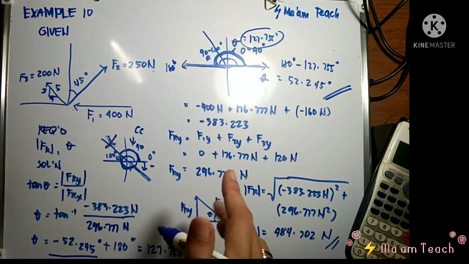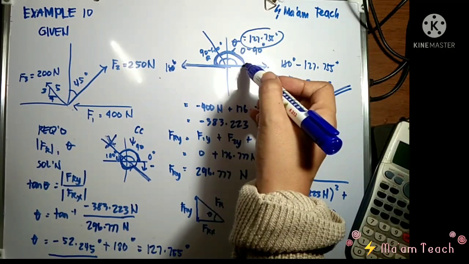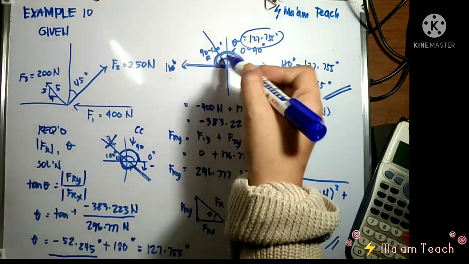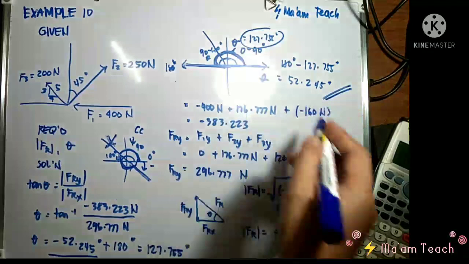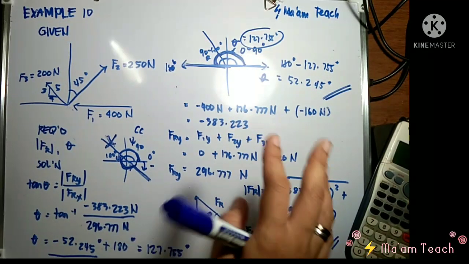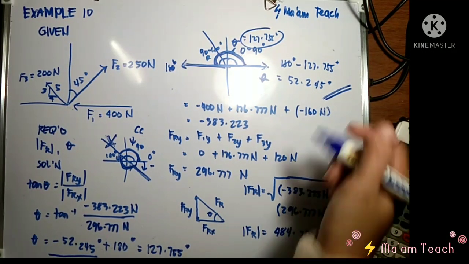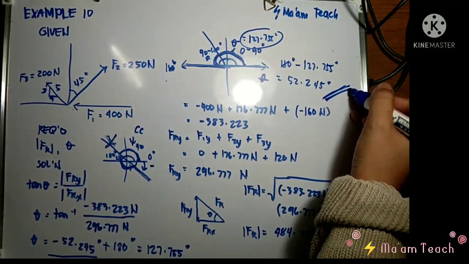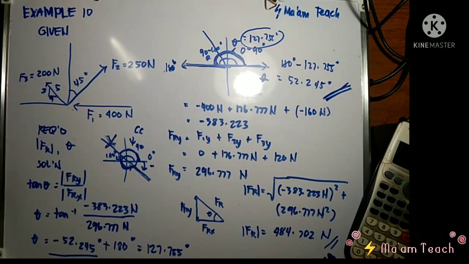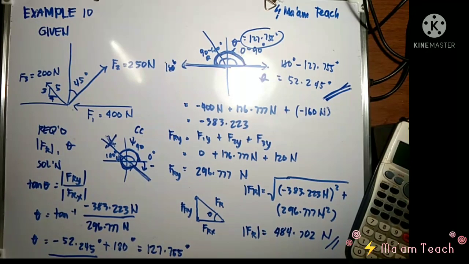But if you are trying to determine based on the reference, you'll have to do this. You have to check it, class, in the positions of the quadrant. So again, the answer here is positive 52.245 and the magnitude is 484,702. And that's the solution for example number 10.